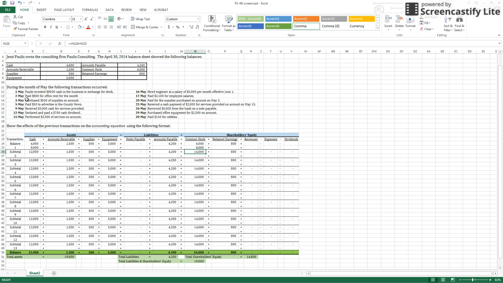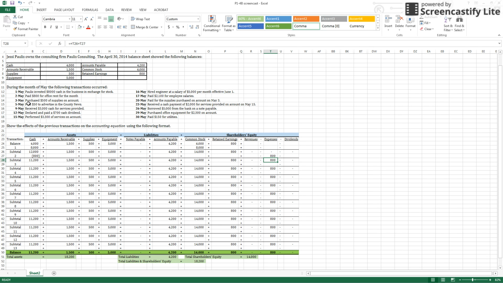May 2nd, paid $800 for office rent for the month. Well, we have paid money. That means that our cash has gone down by $800. Now, paying office rent, this would be an expense. And an expense, you can see the little minus here, is a subtraction from shareholders' equity. An expense is the cost of assets used or consumed in order to earn revenues. So in order to earn revenues in our business, we had to spend money, our assets, for office rent. We needed an office, so this is why it's an expense.